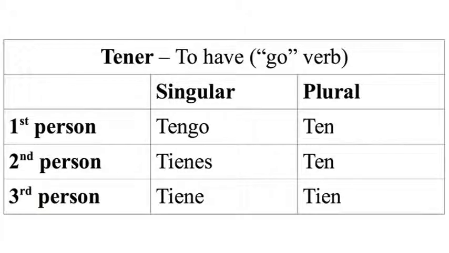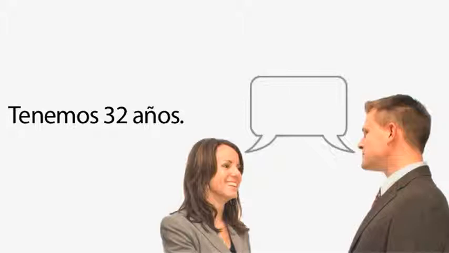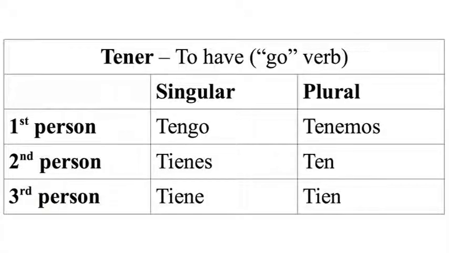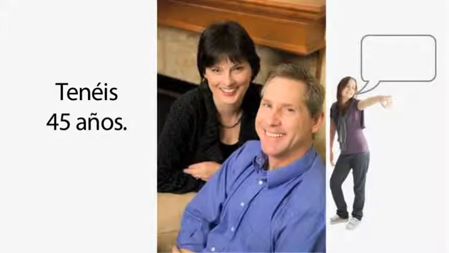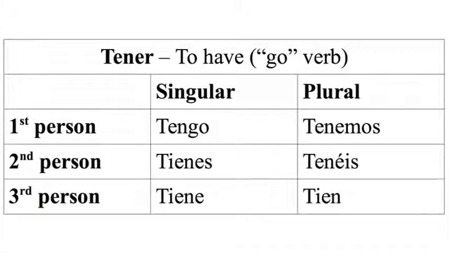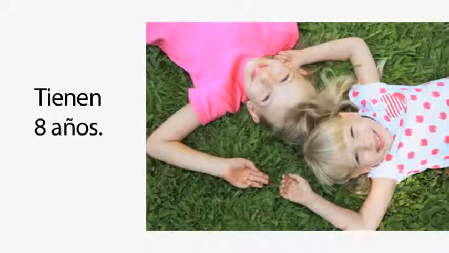Now, nosotros form. What is the regular ER ending for nosotros or nosotras? EMOS. Tenemos. Tenemos 32 años. We are 32 years old. Tenemos 32 años. And do you remember the tricky vosotros ending for an ER verb? E with a tilde above it, IS. Tenéis. Tenéis 45 años. You are 45 years old. Tenéis 45 años. And last, what's the ending for ellos, ellas, and ustedes? EN. Tienen 8 años. They are 8 years old. Tienen 8 años. Qué bien.